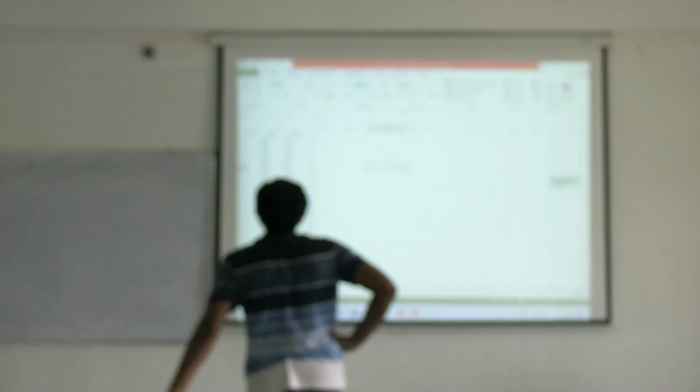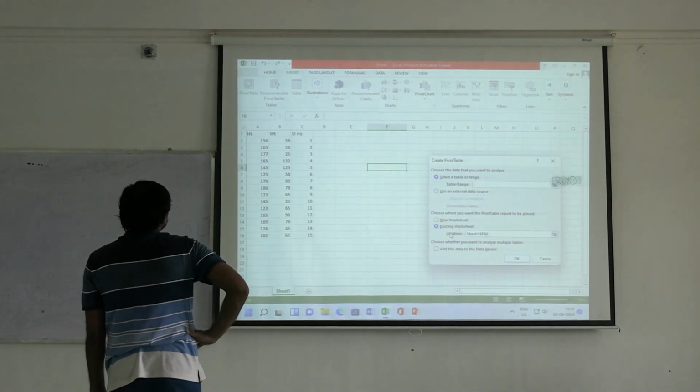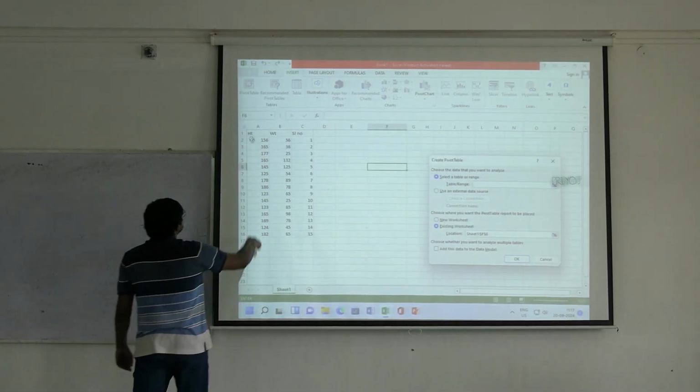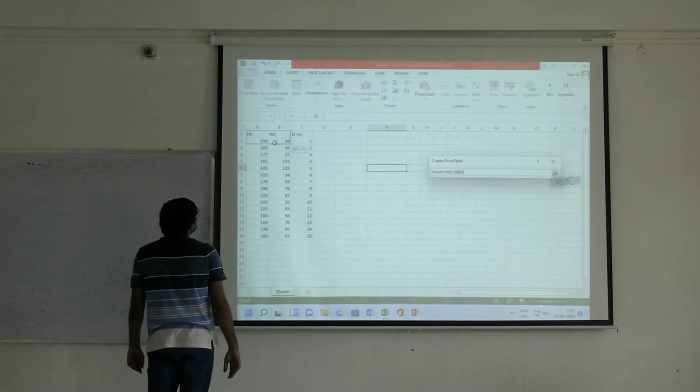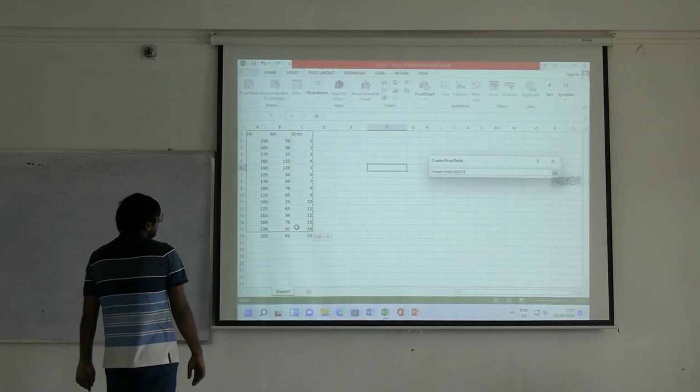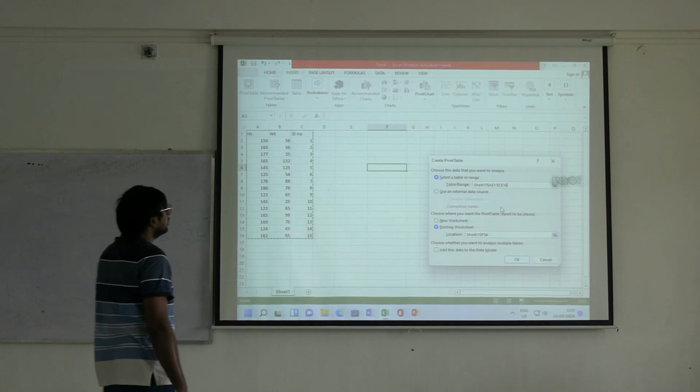Insert. Pivot table. Now select the whole of the data. Just click and drag. Yes. Okay. Just say okay.